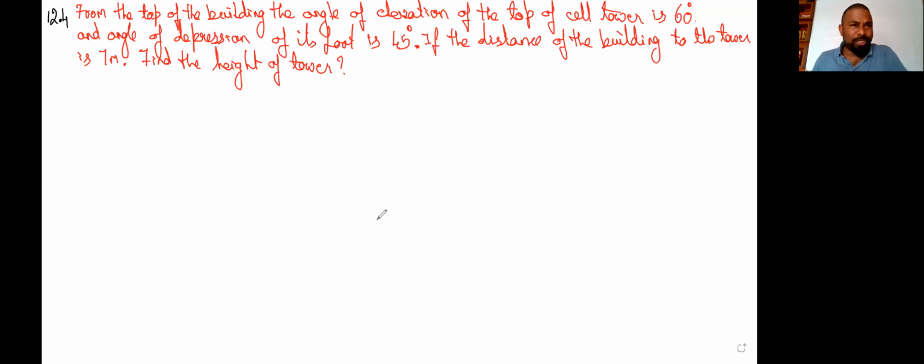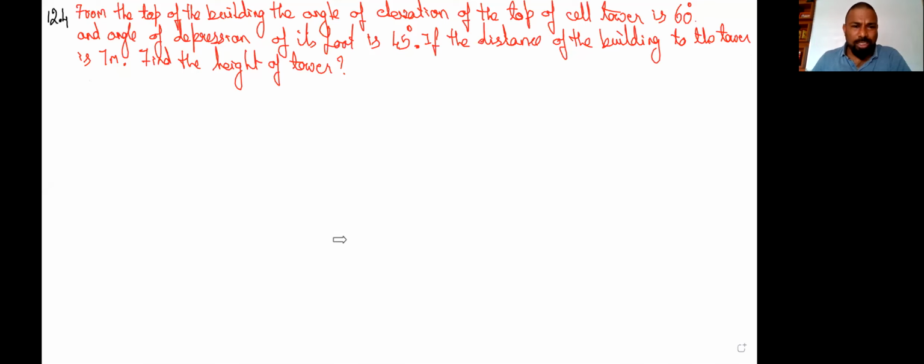Yeah, guys, we are going to deal with one more sum from application of trigonometry. Sneha, can you read out this one for me? Yes, sir. The angle of elevation of the top of a cell tower is 60 degrees and the angle of depression of its foot is 45 degrees. If the distance of the building from the tower is 7 meters, then find the height of the tower.